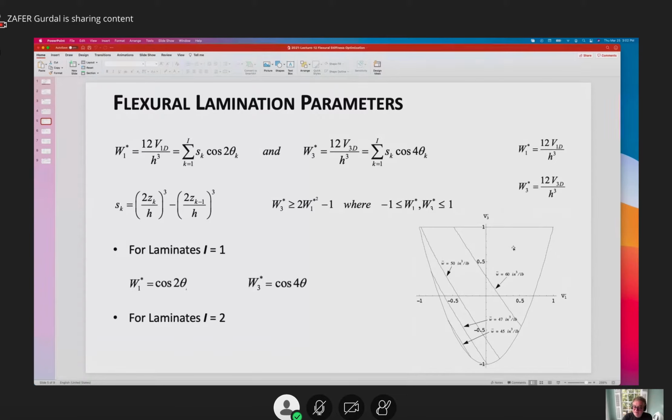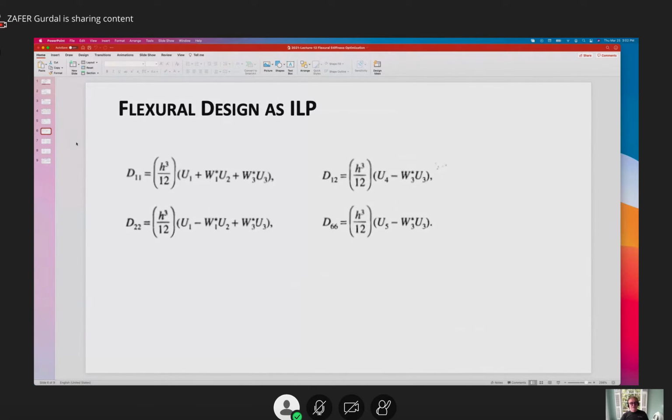This is supposed to be W1 star and W3 star. And then we can use this. But again, as I said in the introduction, we're not going to deal with those anymore. So flexural design is now linear. The D11, D12, D22, and D66 terms are linear in terms of W1 star and W3 star. These are all the terms that have applied the orientations as well as applied thicknesses in there.